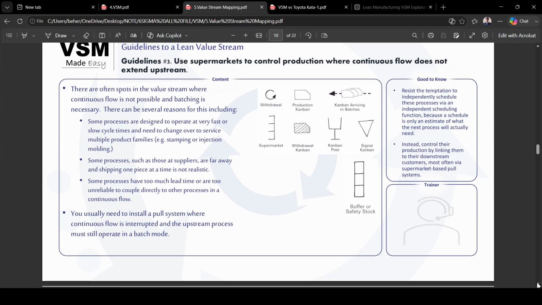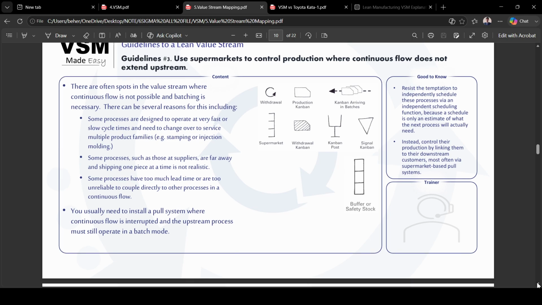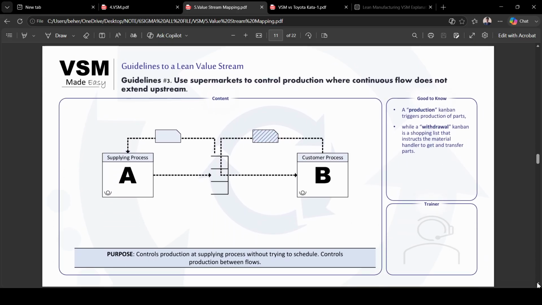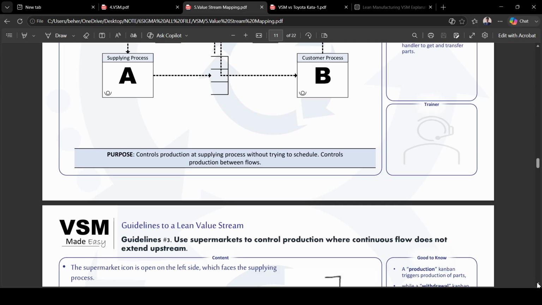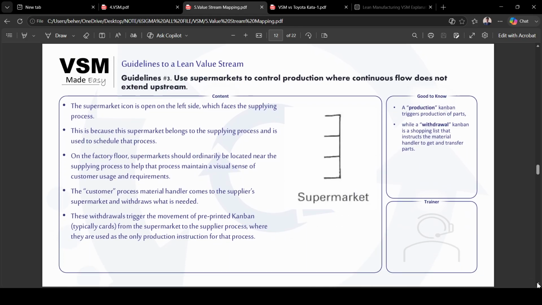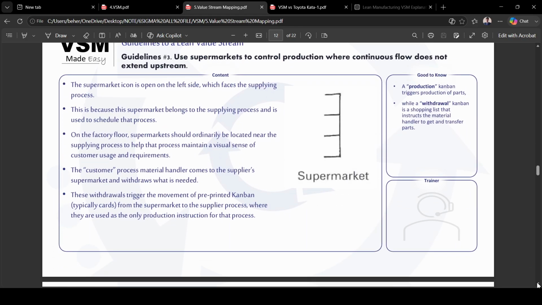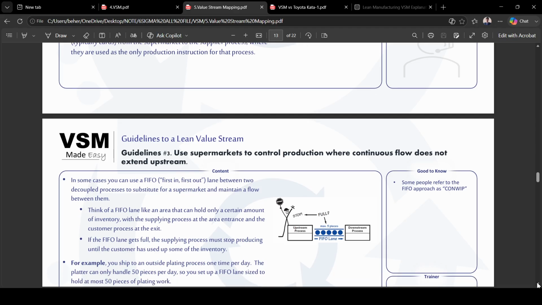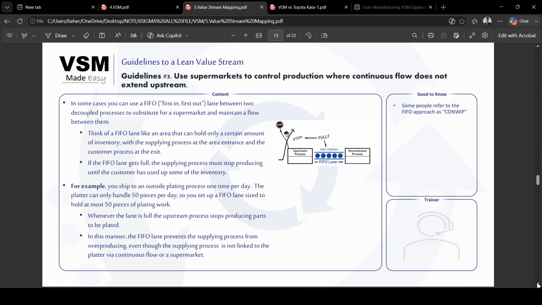And this is use supermarkets to control production where continuous flow does not extend upstream. Then this is the example. And this is one more example of the guidelines. This is also the same thing. We'll explain it by example.